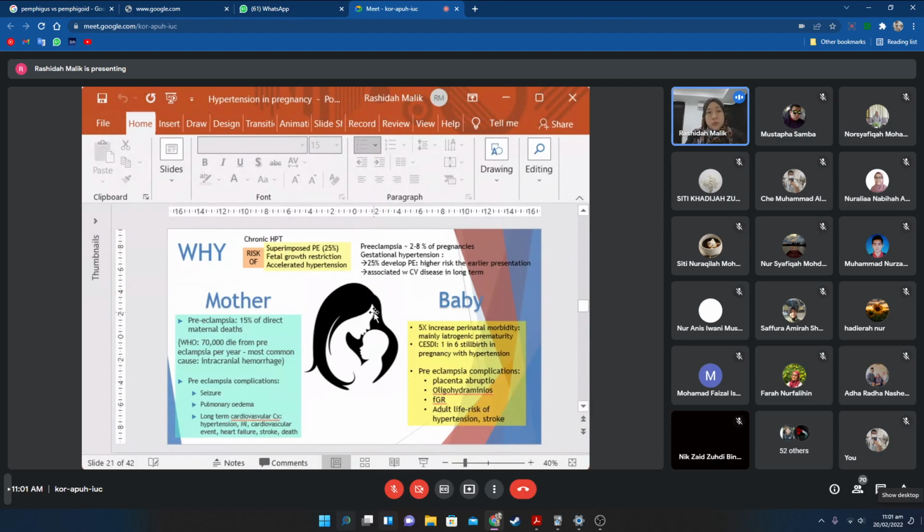All right. So we have covered what. So we go to why. Why is this important? Why hypertension in pregnancy? Especially, I've mentioned preeclampsia is important because with chronic hypertension, 1/4 of them develop superimposed preeclampsia. They can have fetal growth restriction and they can have accelerated hypertension. And preeclampsia affects 2 to 8% of pregnancies.